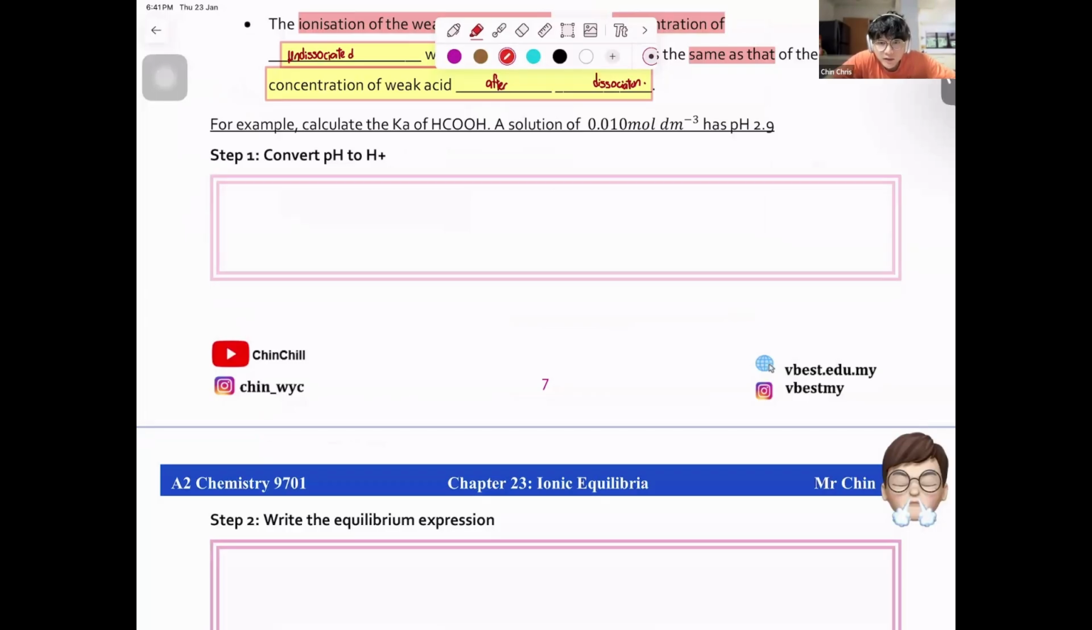First example, calculate the Ka of methanoic acid with a concentration of 0.01 and pH 2.9. First, please convert your pH into a concentration of H plus. The formula for H plus is 10 to the power of negative pH. So plug it in, it's just 10 to the power of negative 2.9. That's the first step.